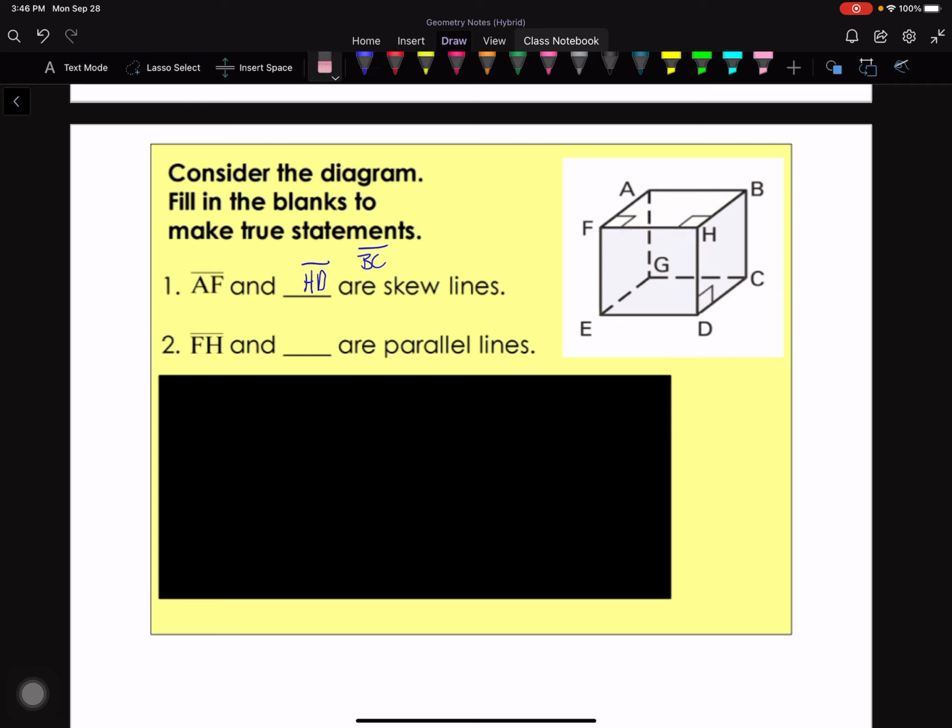FH and blank are parallel lines. Hopefully this one's a little bit easier to see. So FH and, there we go, there's FH. Again, we have a couple of options. We could say AB up here. We could say ED. Or, I mean, if you want to go back here, CG. So there you go. Parallel lines, skew lines.